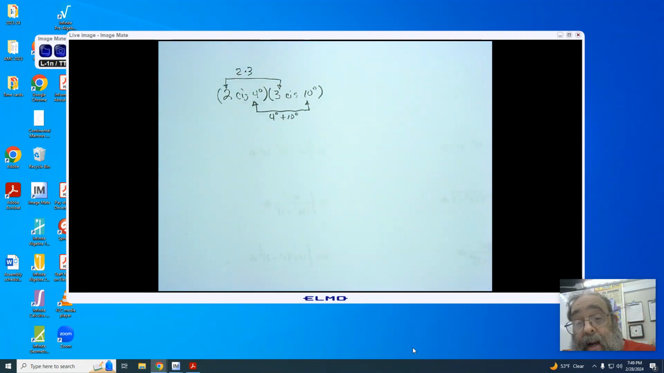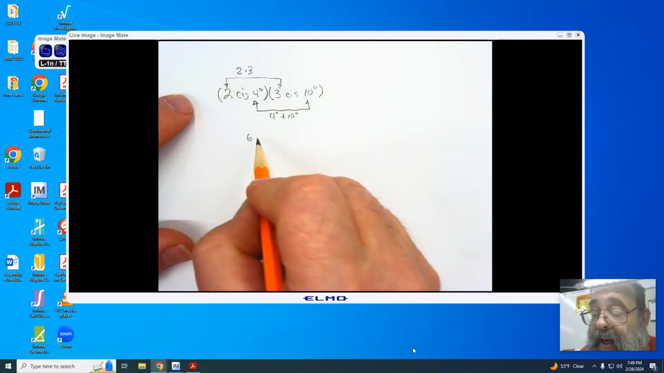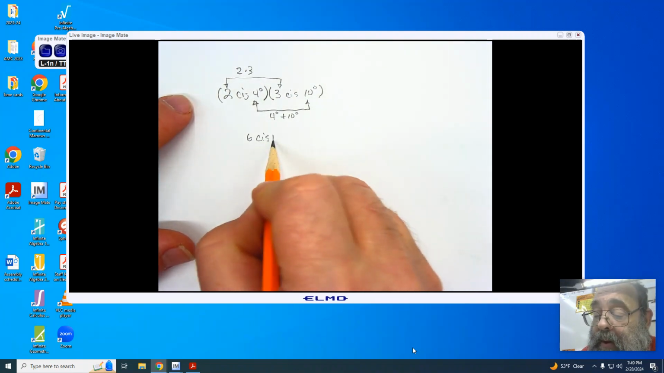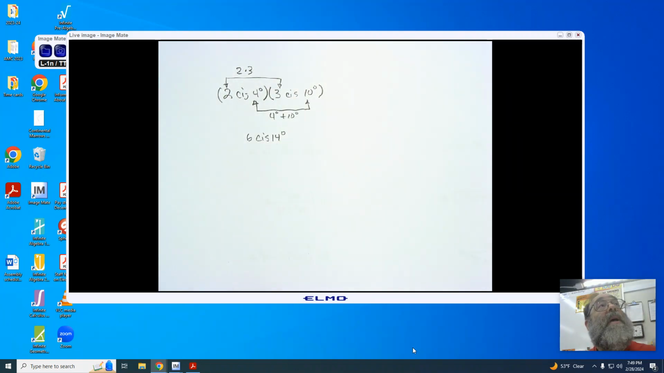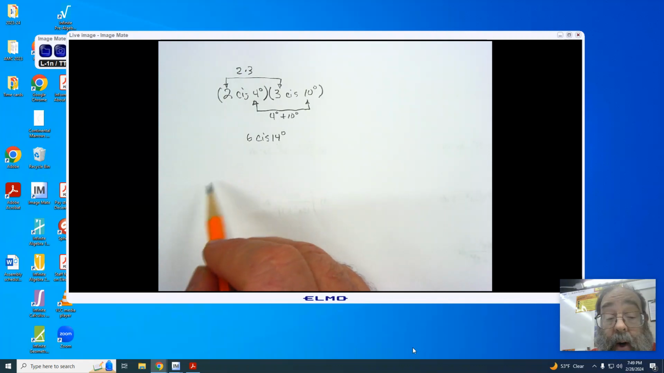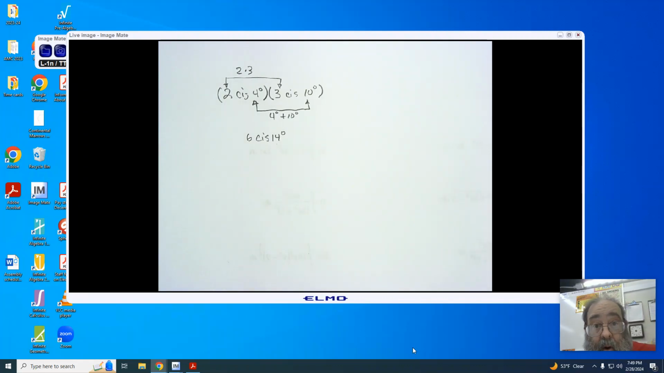If we were in radians, we just add the radians together. This should give us 6 cis 14 degrees. Notice how it's not difficult to work with and makes our life very easy. The hardest part is converting into our cis form unless it's already given to us, and in most cases, it will be.